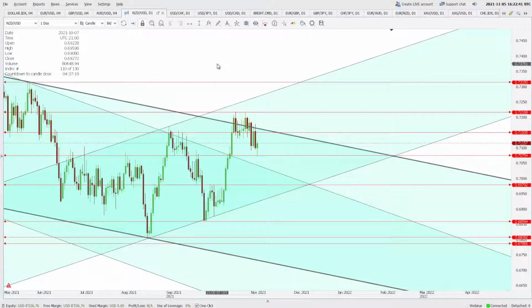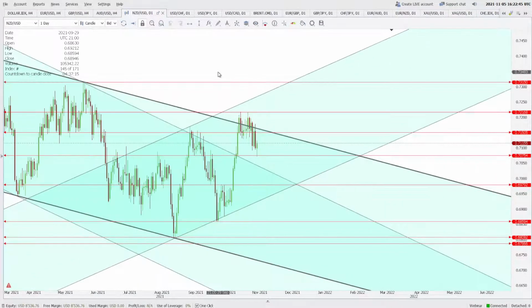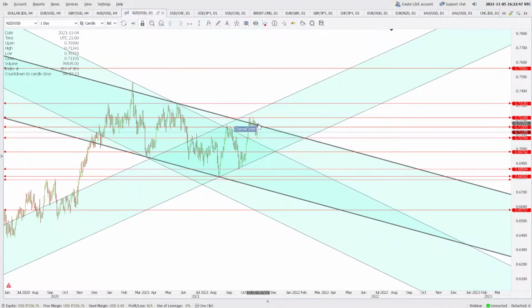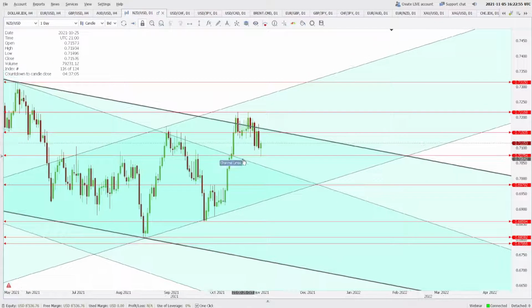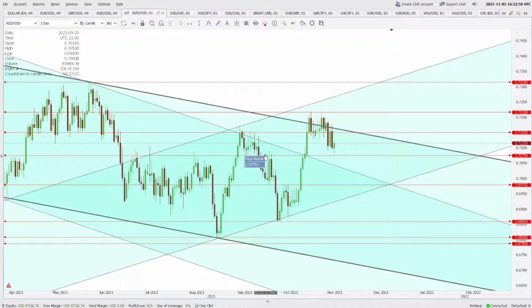Talking about the New Zealand dollar, I am bullish on the New Zealand dollar, but it has met with a long-term falling channel's resistance line and is giving away some profits, but it's getting supported at 0.7075. Notice how 0.7075 has been a good resistance in the past year on 22nd and 23rd September.